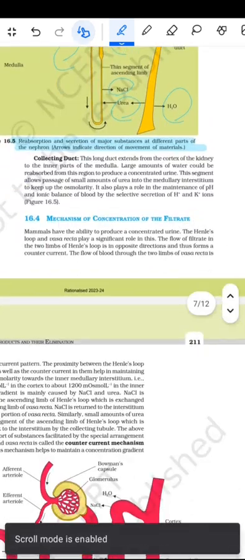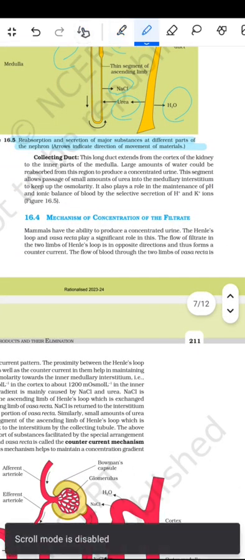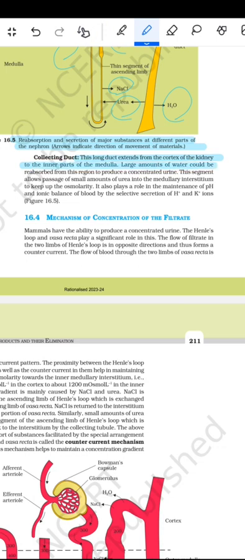Then comes the collecting duct. This long duct extends from the cortex of the kidney to the inner parts of the medulla. Large amounts of water could be reabsorbed from it to produce a concentrated urine. The thin segment allows passage of small amounts of urea into the medullary interstitium to keep up the osmolarity. It also plays a role in the maintenance of the pH and the ionic balance of the blood by the selective secretion of H+ and K+ ions.